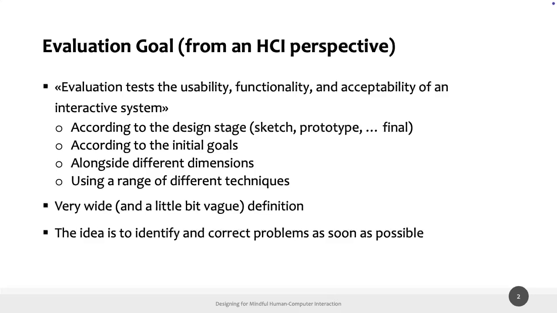First of all, let's speak about evaluation in general from an HCI perspective. So what is evaluation in HCI? Basically, our aim is to test three things: the usability, the functionality, and the acceptability of an interactive system. And this evaluation can be specified in different ways.